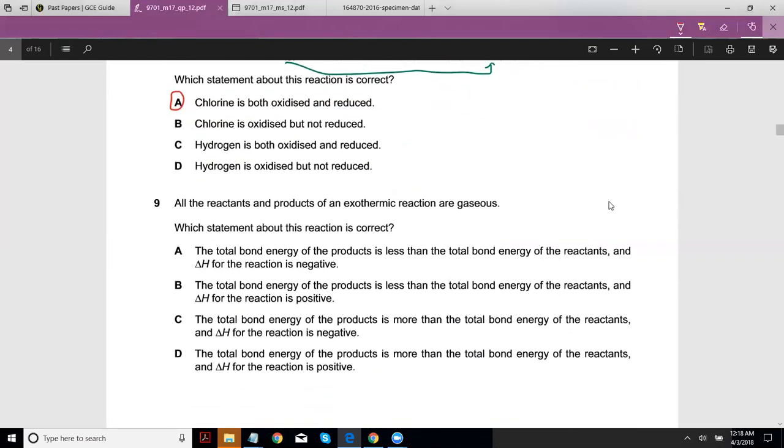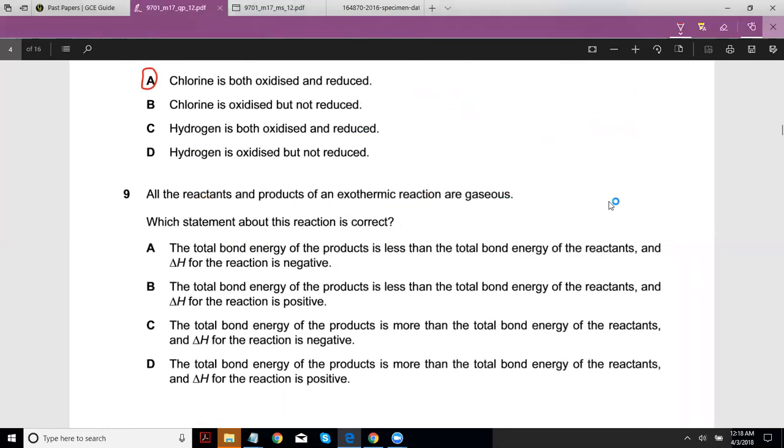9. All the reactants and products of an exothermic reaction are gases. Which statement about this reaction is correct? The total bond energy of the products is less than the bond energy of the reactants, and the enthalpy change for the reaction is negative. Okay, that's interesting. It's exothermic, so the enthalpy change is obviously negative.